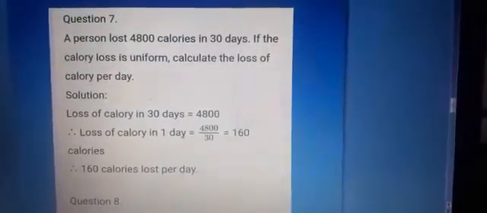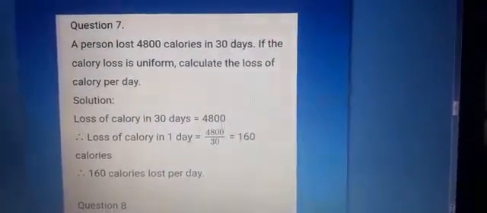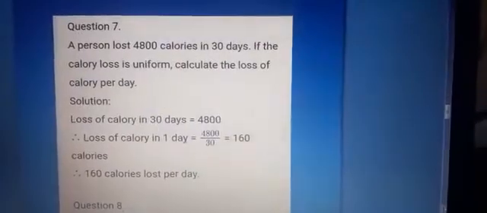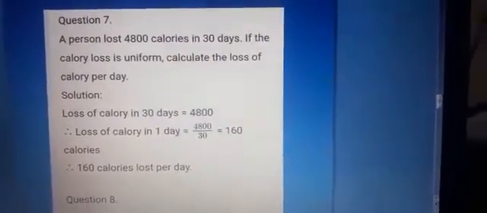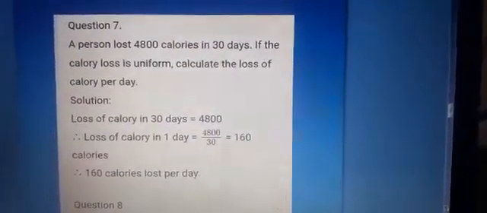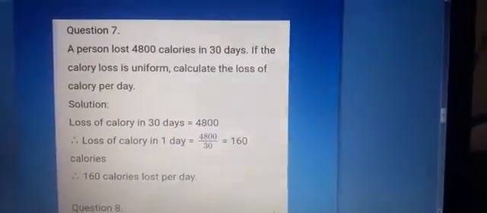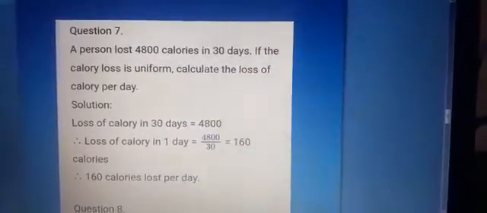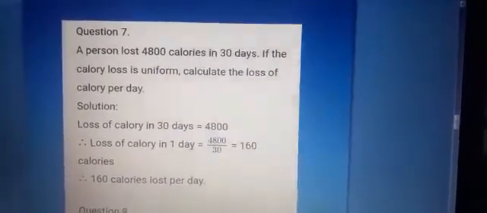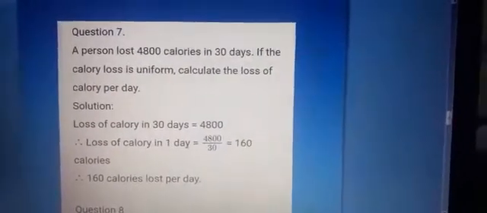Sixth question we will see later. Seventh one. A person lost 4,800 calories in 30 days. If the calorie loss is uniform, because same level, it reduces same level every day, calculate the loss of calorie per day.